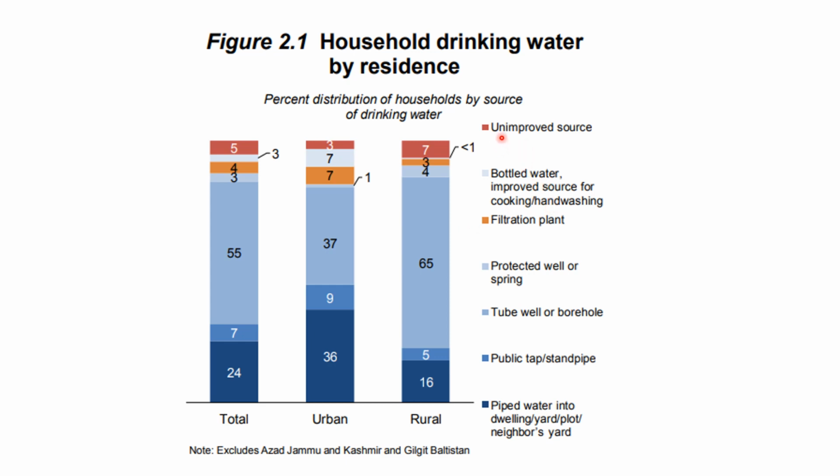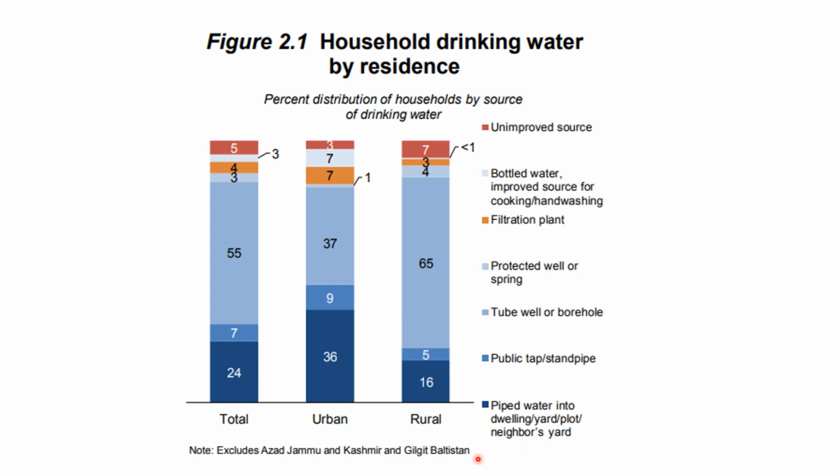So the red bar says unimproved source. You would have to have more information from the text to know what an unimproved source is. The light blue says bottled water. The orange part says filtration plant. The light blue here says protected well or spring. Then the slightly darker blue says tube well or borehole. And the slightly darker one says public tap or standpipe. And then there's a dark blue one, which says piped water into dwelling, yard or plot, or neighbor's yard.